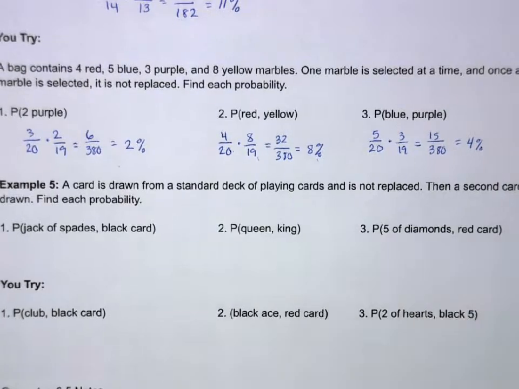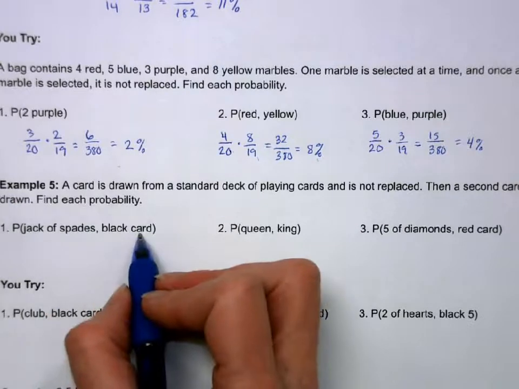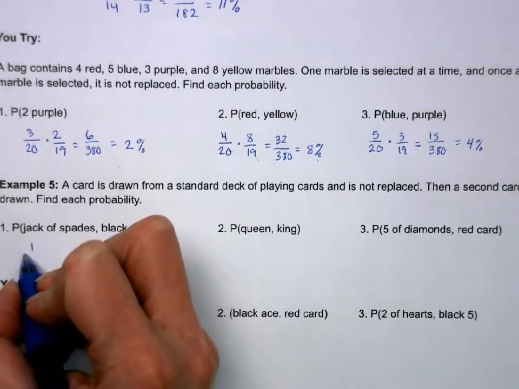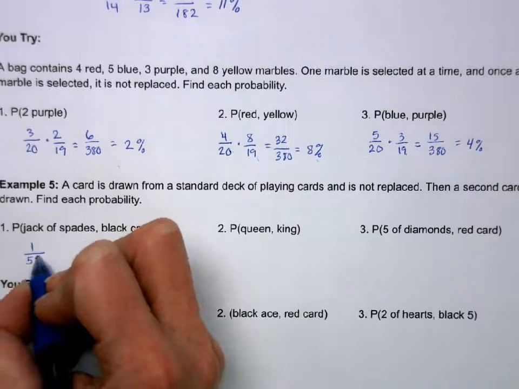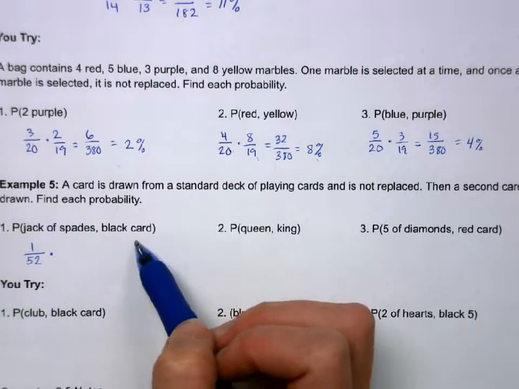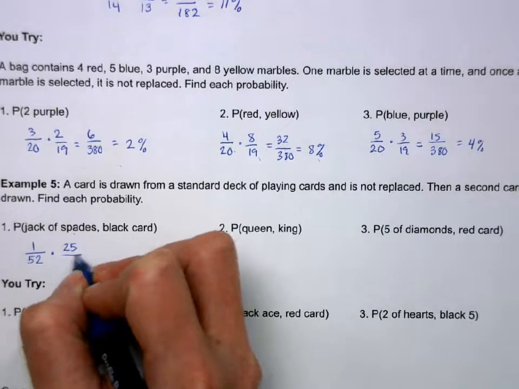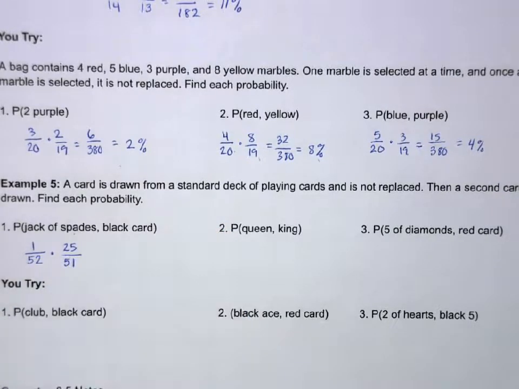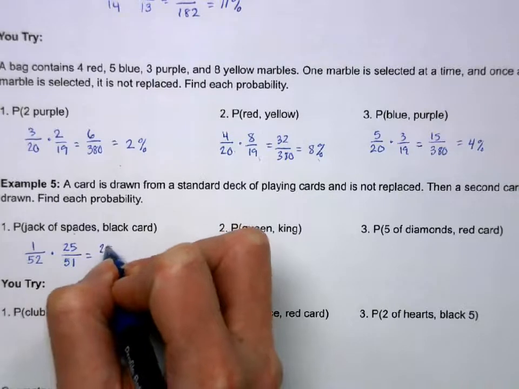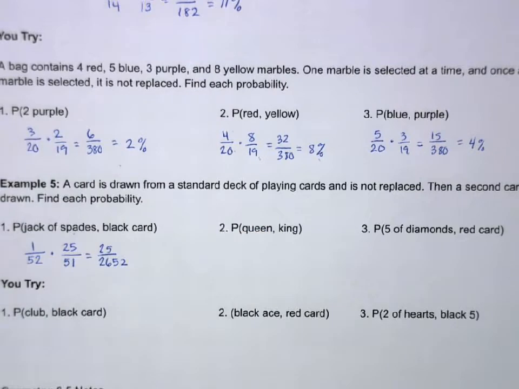All right. The probability of your drawing a card and then not replacing it. So first, the probability of the Jack of Spades followed by a black card. Well, there is only one Jack of Spades in the deck of cards. Okay, in the black cards, well, there's 26 total, but if we picked the Jack of Spades, there's only 25 black cards left, and there's only 51 cards left in the deck. So this is 25 out of 2652. You can turn that into a percentage if you want to.